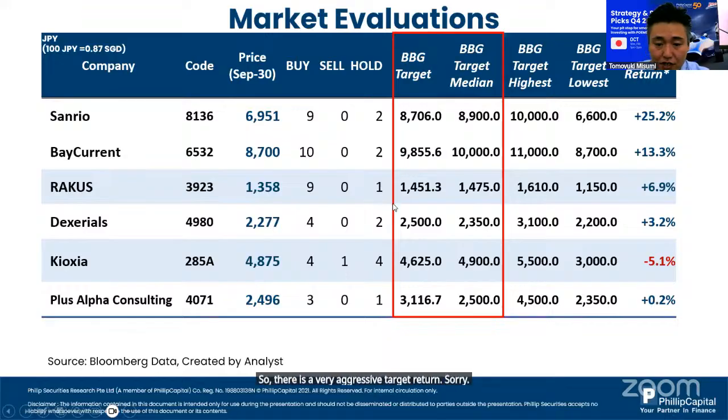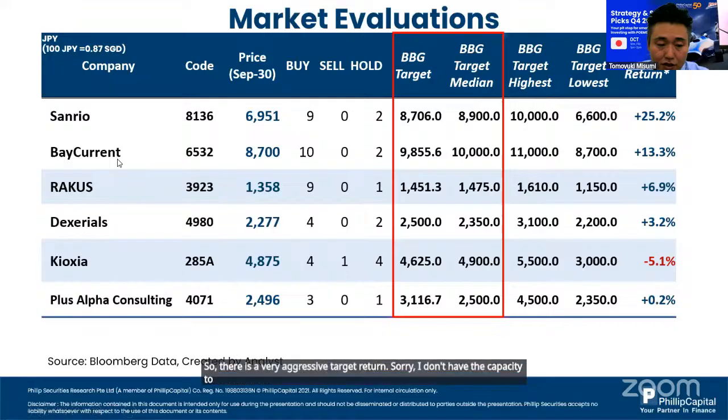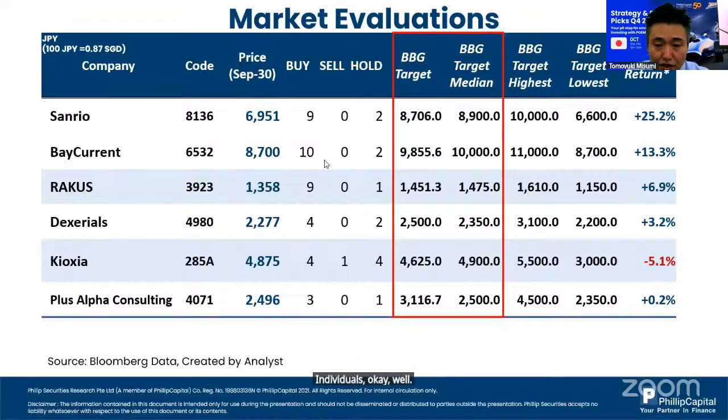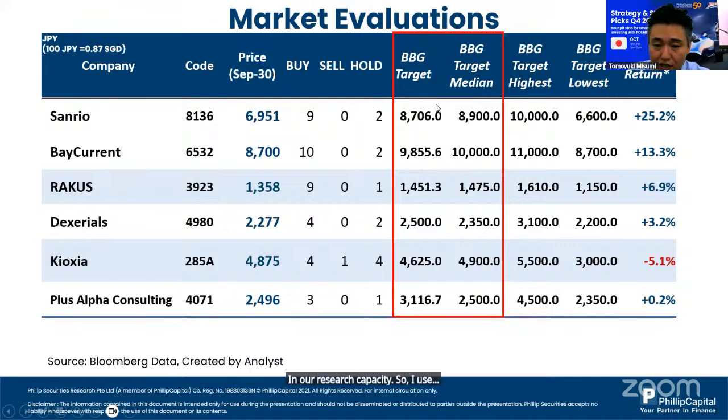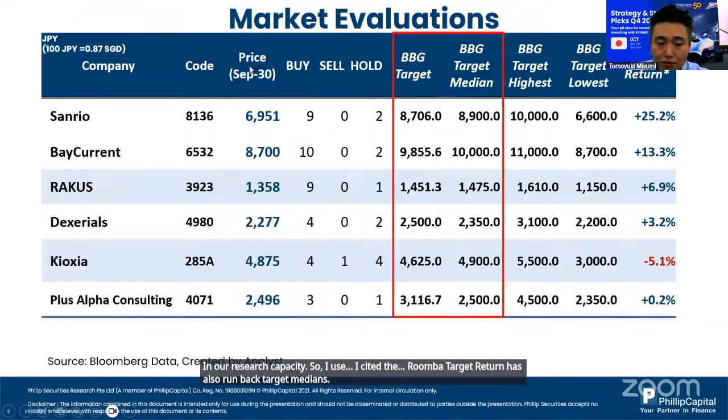Sorry, I don't have the capacity for individual stock modeling and evaluating the targeted return in our research capacity. So I cited the Bloomberg target return and also the Bloomberg target medians and target return from the price of September 6th.